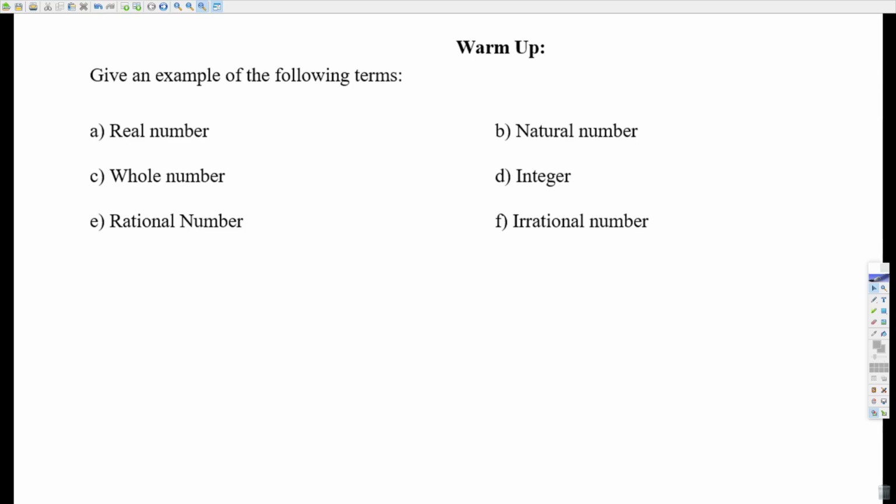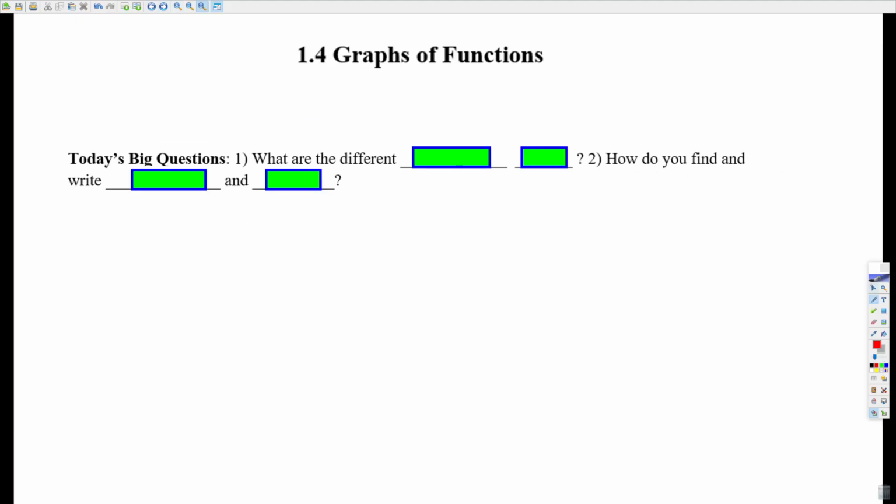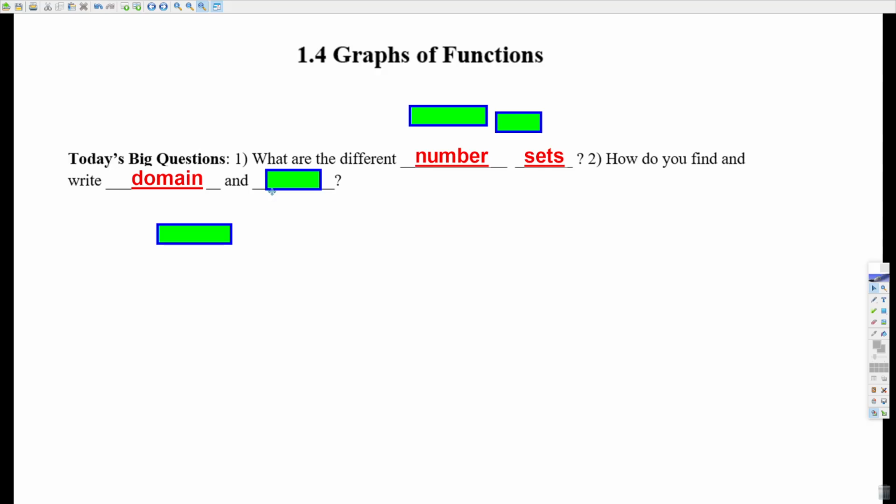So 1.4 has two main categories we're going to talk about. The one is the different number categories. The warm up has different numbers for you to fill in if you know the different categories and how to come up with them. But we're going to go over those in a second anyway. The second thing will be domain and range. So first, we're going to talk about what are the different number sets, and how do you find and write domain and range.